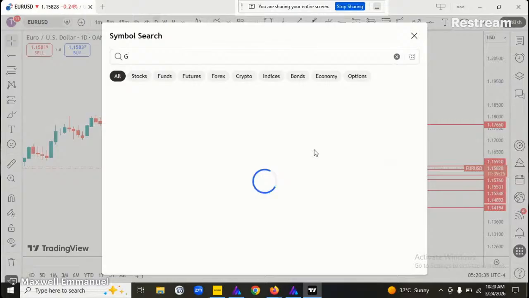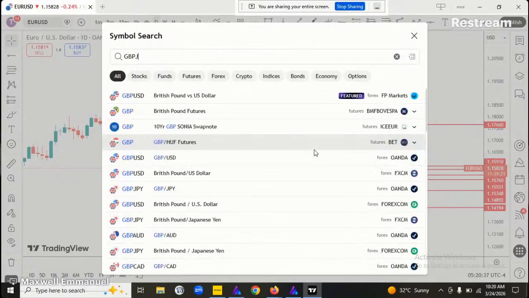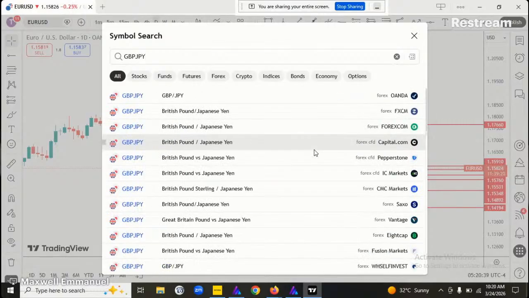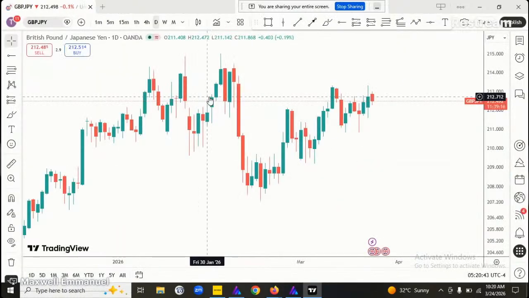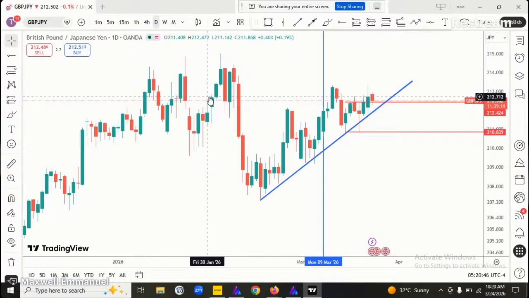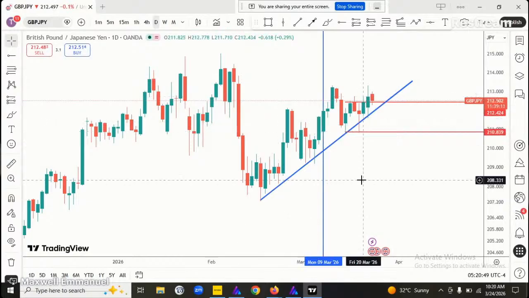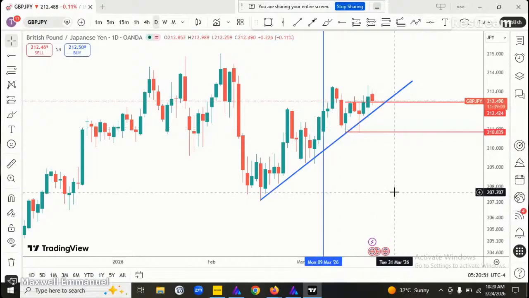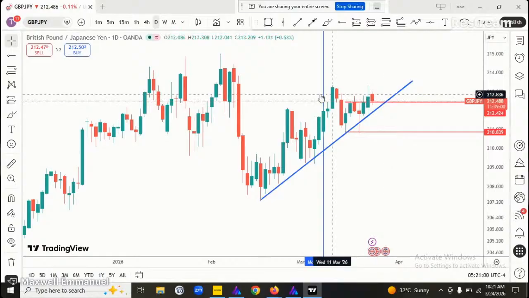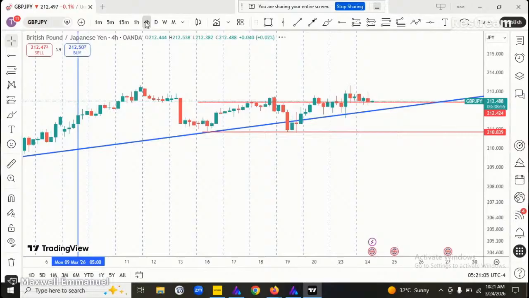Let's look at GBP/JPY. If yen is bullish, we should look for sales on GBP/JPY. Okay, so my bias for GBP/JPY is bearish.